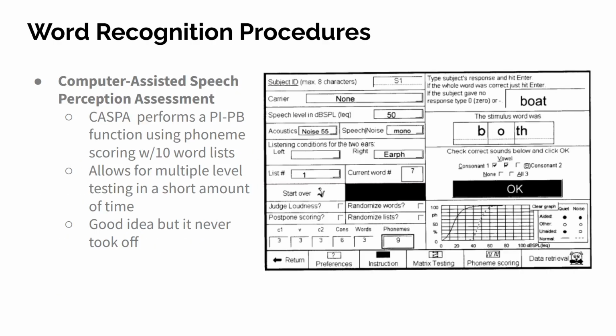I do want to mention briefly a test that the textbook covers called the Computer-Assisted Speech Perception Assessment. It is not widely used, but it is a novel idea. The idea is to perform a PI-PB function using phoneme scoring with 10-word lists at multiple levels in a short amount of time. It was a good idea to establish a PI-PB function, but it never took off, probably because of the price or because of lack of familiarity with the test.